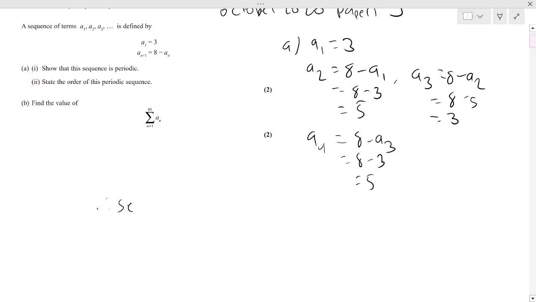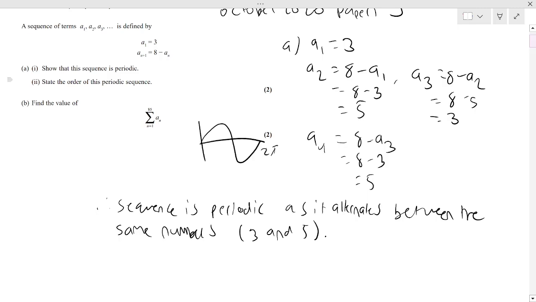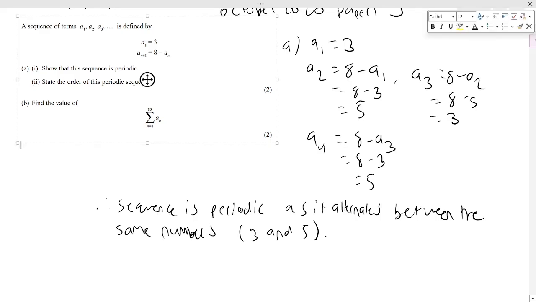So therefore, the sequence is periodic as it alternates between the same terms, the same numbers, which are 3 and 5. Okay, that sort of thing, to justify it. And that's what periodic means, right? Like with a sine wave, the period of the cos wave is 2 pi. Every 2 pi, it repeats its same shape. Okay, the same sort of idea here. It's periodic because it repeats the same numbers, the same terms. So it's periodic in that sense.